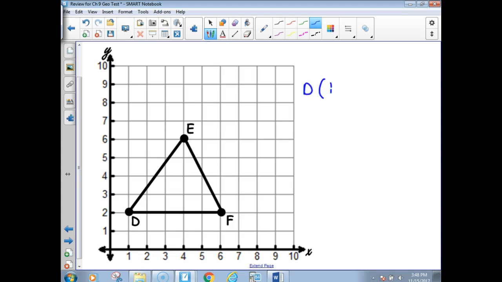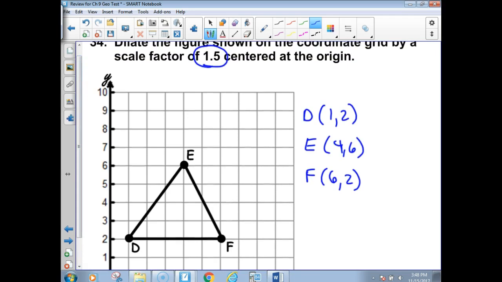D is located at 1, 2. You always write your X component first, your Y second. E is located at 4, 6. And the point F is right now at 6, 2. It said to dilate by a scale factor of 1.5, which means we're going to multiply the X and the Y values by 1.5. That'll give us D prime, E prime, and F prime.